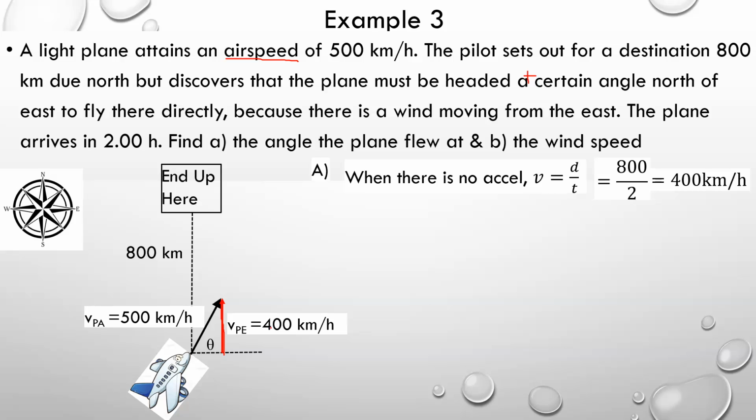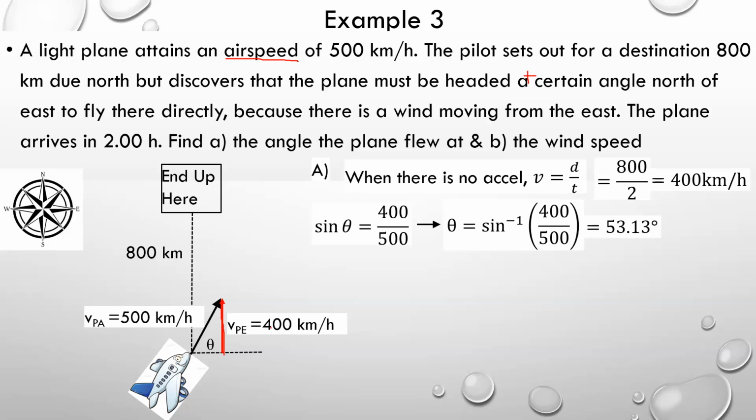So you can just use trigonometry in order to find that angle. In that case, you would want to use the sine function. The sine of that angle is 400 over 500. Take the inverse sine of both sides, and you end up with the inverse sine of 400 over 500, and then that angle is 53.13 degrees. And the angle would be north of east, which you can pretty clearly see from this drawing here.